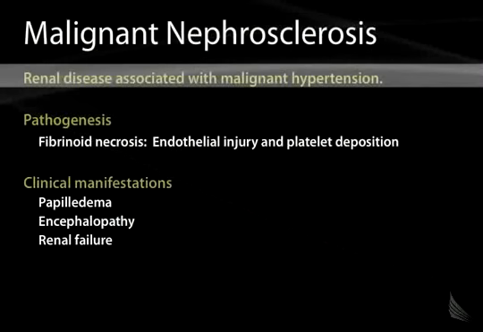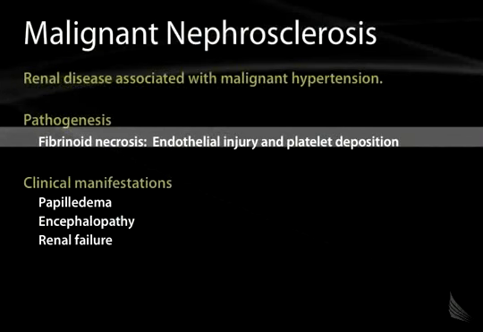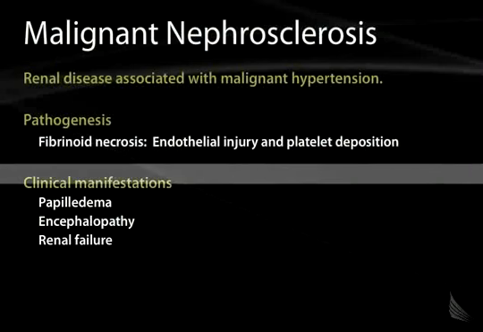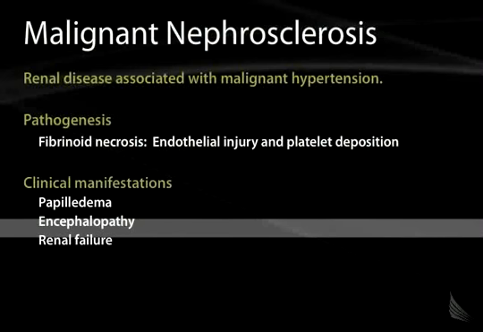Now, there's another type of nephrosclerosis that we see with malignant hypertension. This is acute hypertension greater than 200 over 100 that leads to severe and rapid progression of disease. The pathogenesis of this is fibrinoid necrosis, endothelial injury, and platelet deposition within the arterioles of the kidney. You also get an onion skin proliferation of the muscular layers of the kidney as well. Clinical manifestations of this are papilledema, which you get in the eye, encephalopathy from decreased blood flow to the brain, and renal failure from acute necrosis of the renal parenchyma.